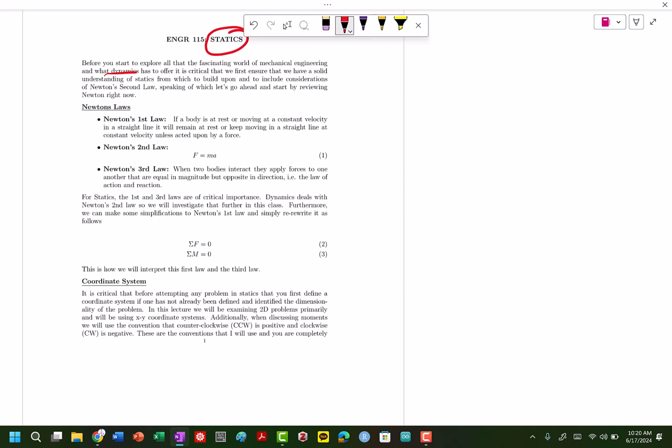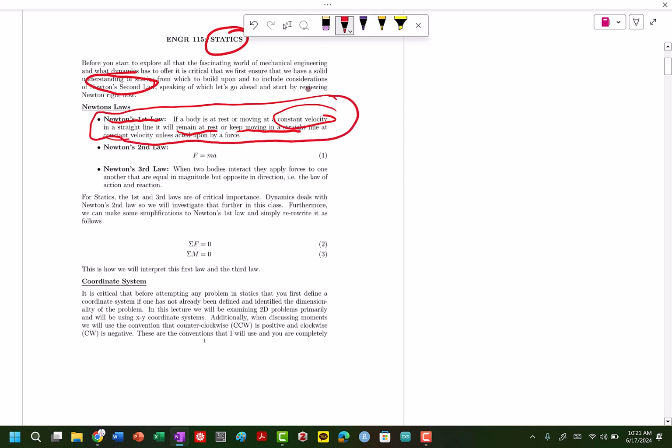Statics builds from what you're going to learn in physics, which is Newton's laws. Before we get into Newton's second law, let's review our Newton's laws. First law: if a body is at rest or moving at a constant velocity in a straight line, it will remain at rest or keep moving in a straight line at constant velocity unless acted upon by a force. This is a critical aspect of Newton's first law.